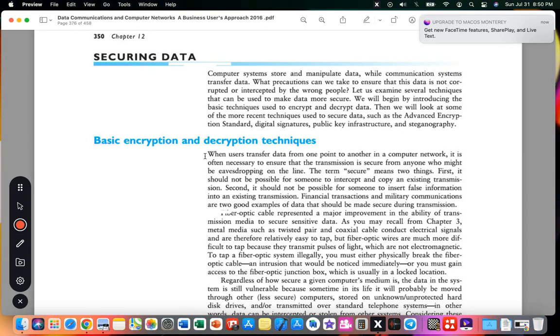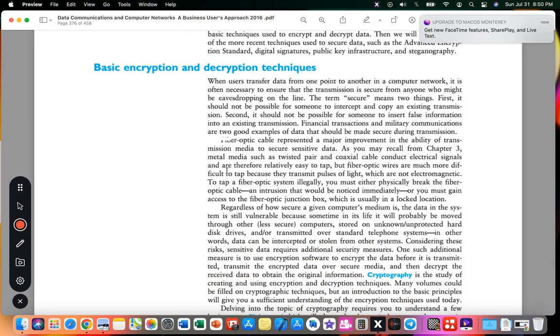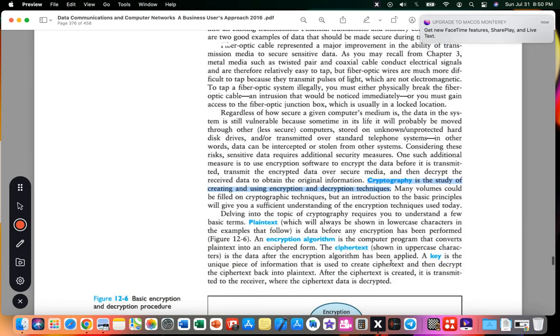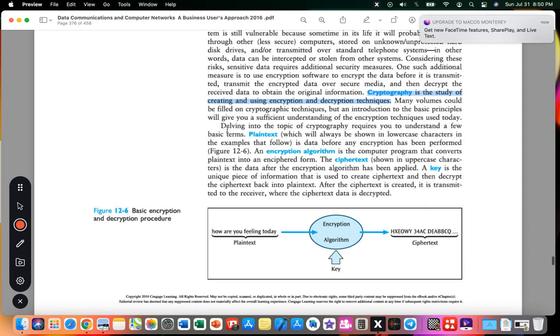Basic encryption and decryption techniques. Cryptography is the study of creating and using encryption and decryption techniques. Delving into the topic of cryptography requires you to understand a few basic terms. Plain text, which will always be shown in lowercase characters in the examples that follow, is the data before any encryption has been performed.